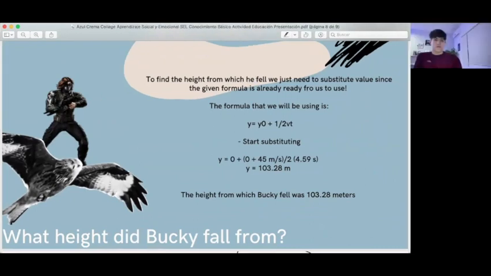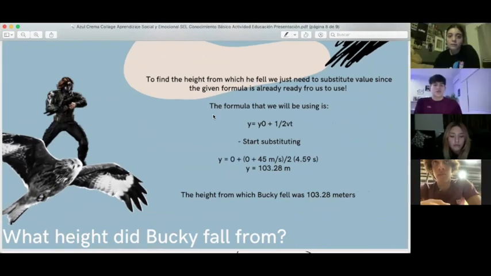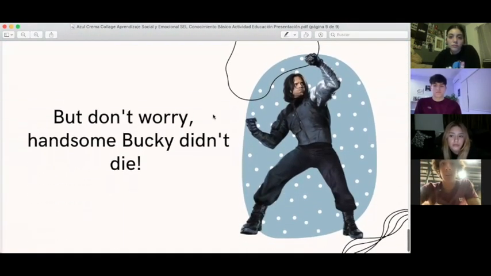What height did Bucky fall from? To find the height from which he fell, we just need to substitute values, since the given formula is already ready for us to use. The formula that we will be using is y equals initial height plus 1/2 velocity times time. After you substitute all the values, you get the answer of height equals 103.24 meters. So the height from which Bucky fell was 103.28 meters. But don't worry, handsome Bucky didn't die.